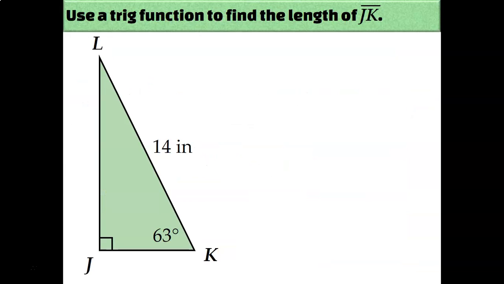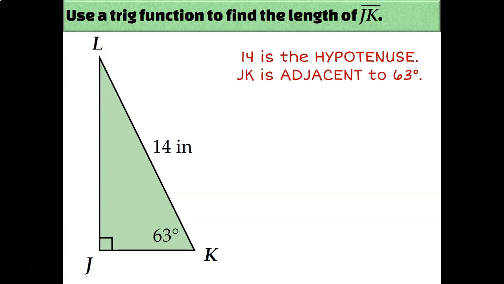Let's try a few examples. The instructions ask us to calculate the length of JK, and in relationship to the 63-degree angle that we were given, JK is adjacent, and 14 is the side length that we were given. 14 is the hypotenuse. So since I know the hypotenuse, and I'm looking for the adjacent, that's A and H. So according to SOHCAHTOA, we need to use cosine.